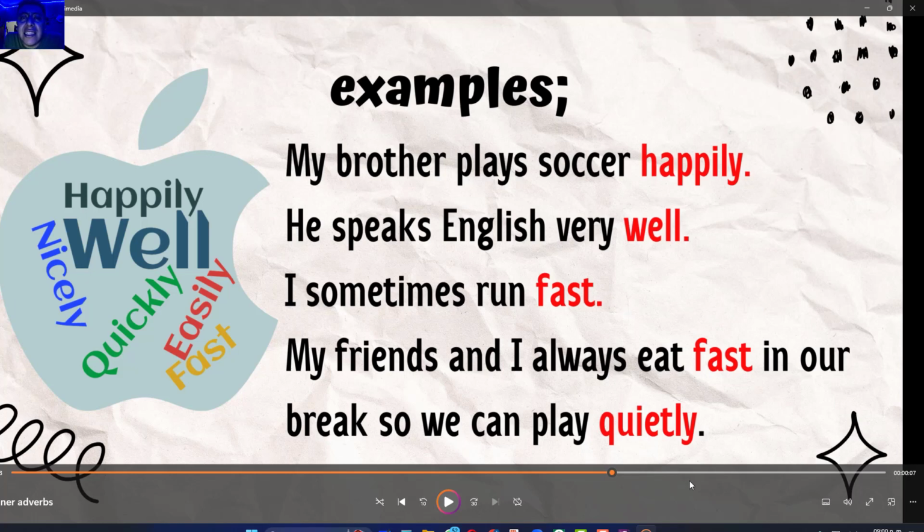I sometimes run fast. Okay? Fast, it can be an adverb or an adjective. But in this case, it's not describing the person. It's not describing me. The word is describing how fast I run. So it's giving more information about the verb. Next, my friends and I always eat fast in our break so we can play quietly. So that means that I eat fast like this so we can play quietly. Quietly, not making too much noise, right?